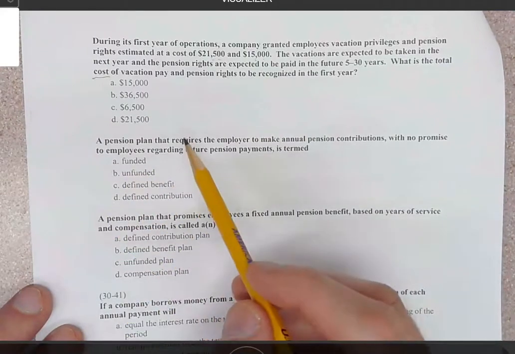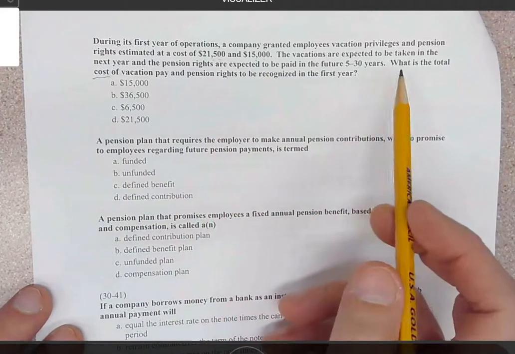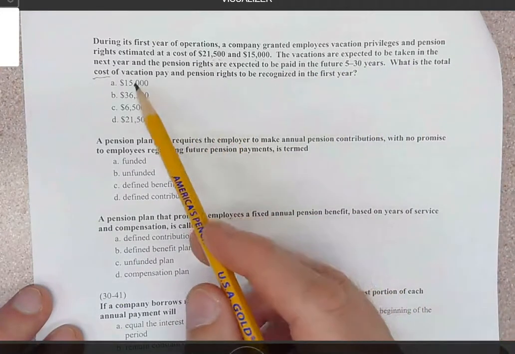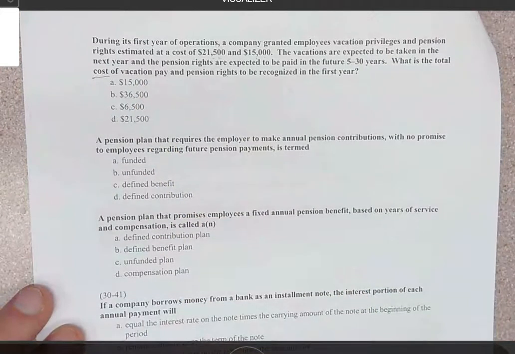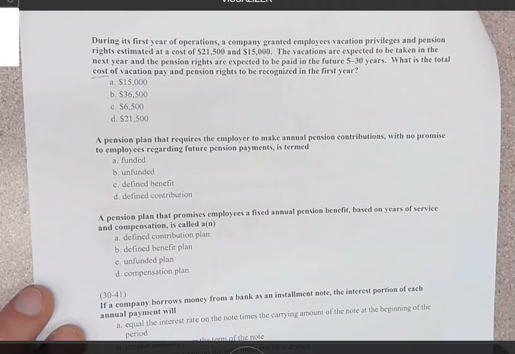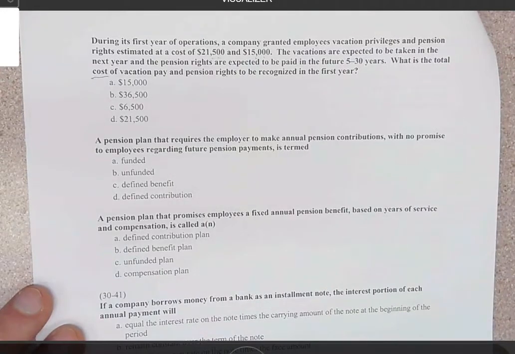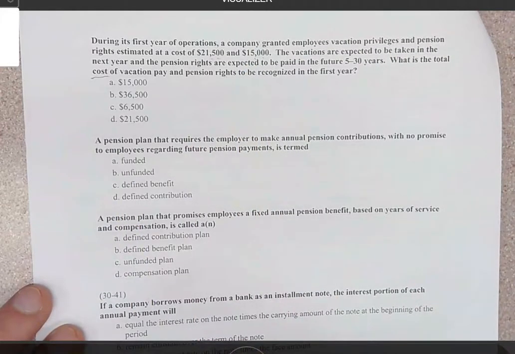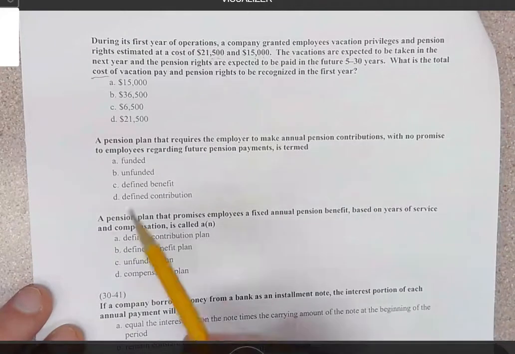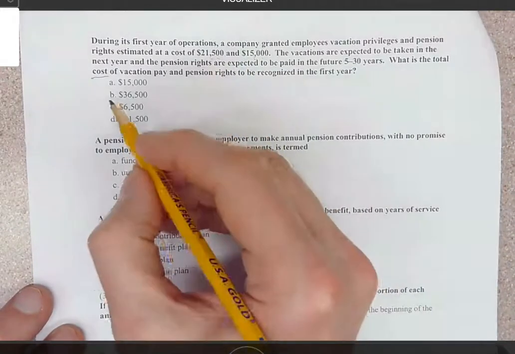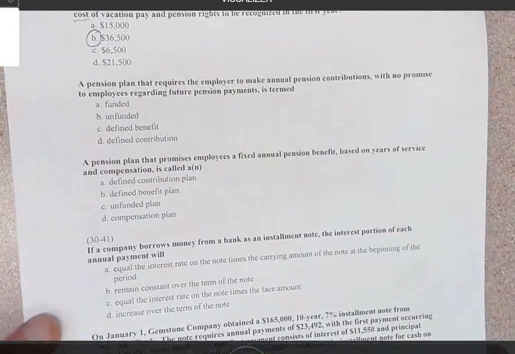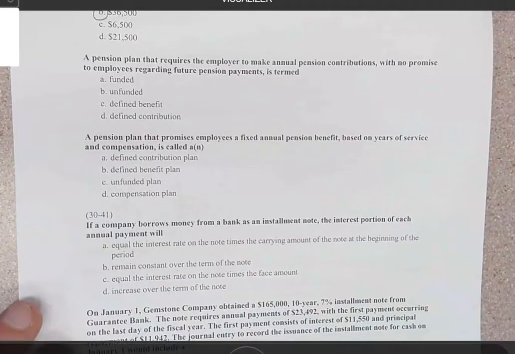It does not matter actually when the vacations are taken in this case. The fact that they're going to be taken in the next year is relevant to where they're presented on the balance sheet as a current liability or a long-term liability or a combination of the two. But the cost is $21,500, and the cost for the pension obligation is also to be recognized in full. That's $15,000. If we do some simple addition, we can see that the answer to this question is $36,500. More questions and we'll stop this video.